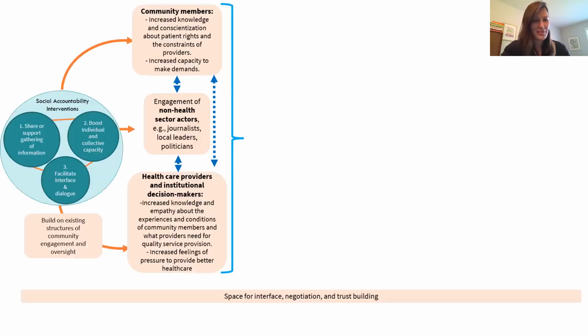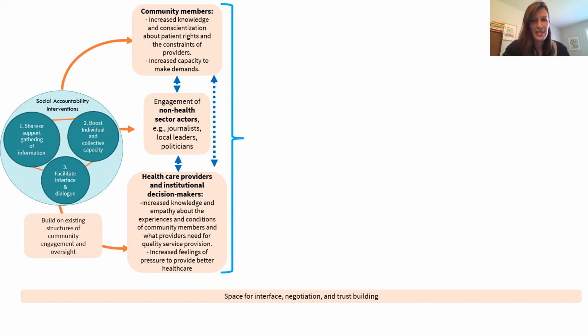I'll now walk you through the conceptual framework that MKA developed that reflects a pathway from social accountability to better respectful care. Social accountability is a process by which first community members gain access to information on rights and entitlements. The process strengthens individual and community collective capacity to make claims. The process then facilitates interface and dialogue between community members, health providers, and decision makers about the community's desired changes in quality of care.